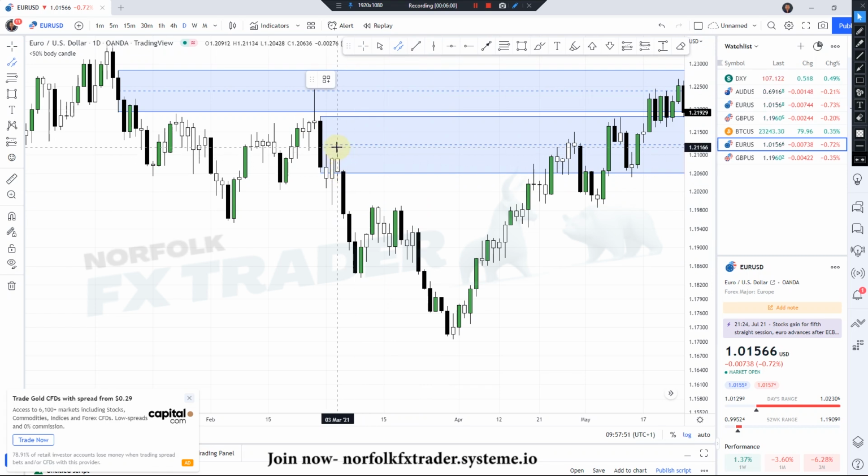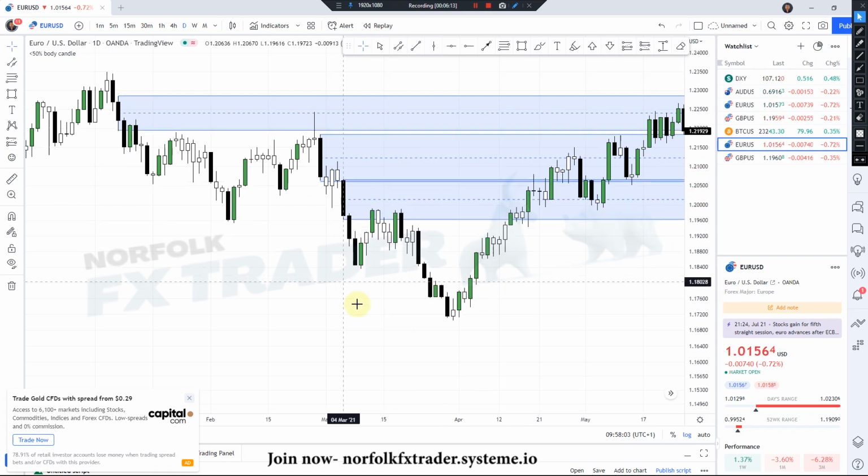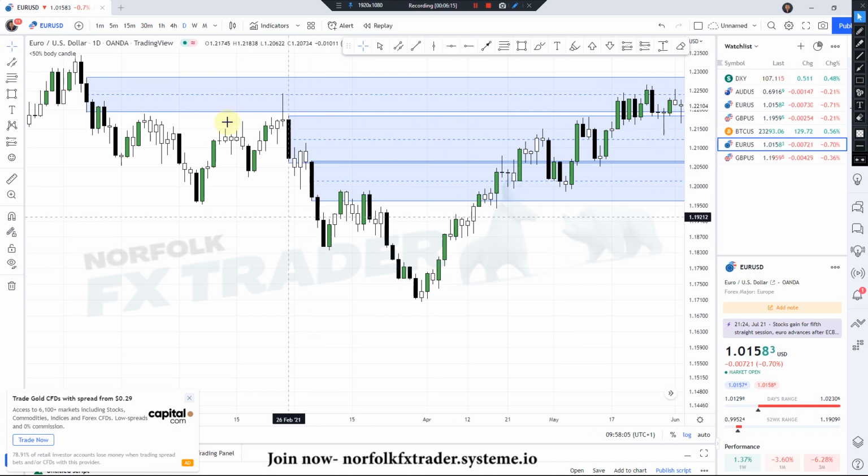So again, we have a pullback here. We can draw this zone. This identifies the market flow is still to the downside. We then pull back into this zone. Again, you can go down to lower time frames, looking for your entries, whatever strategy you want to use. This is to show you that order flow direction.